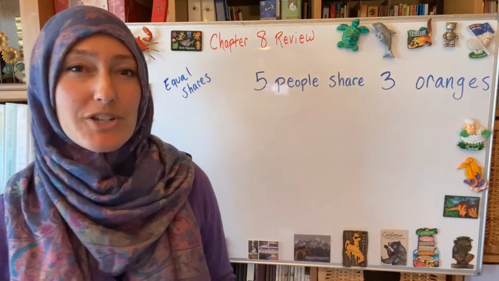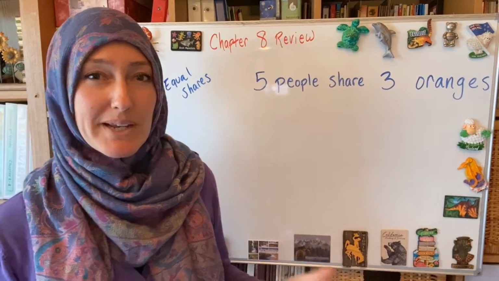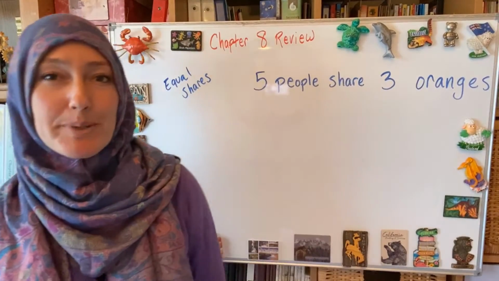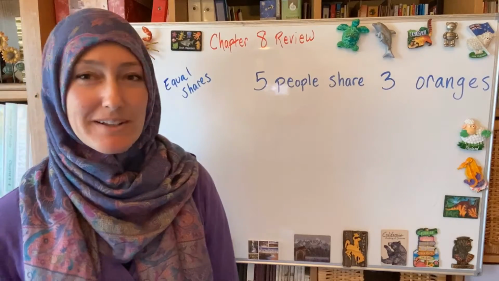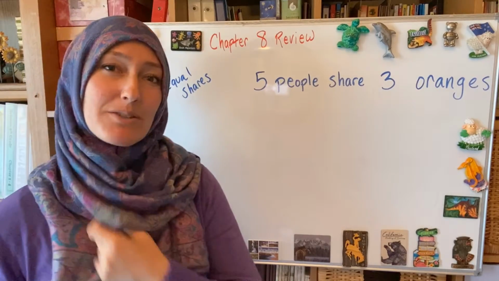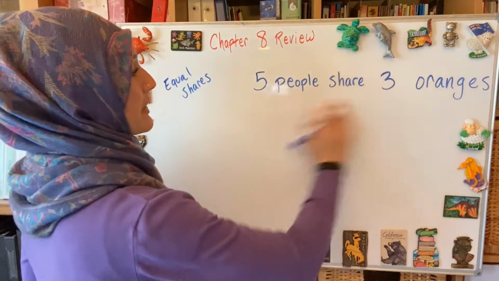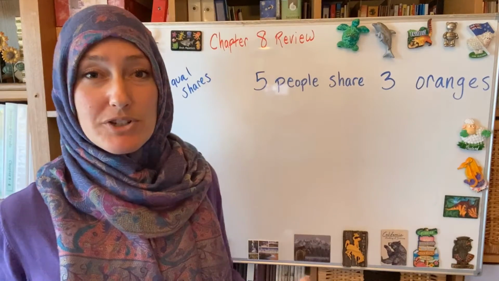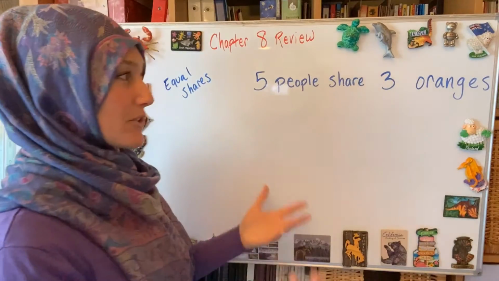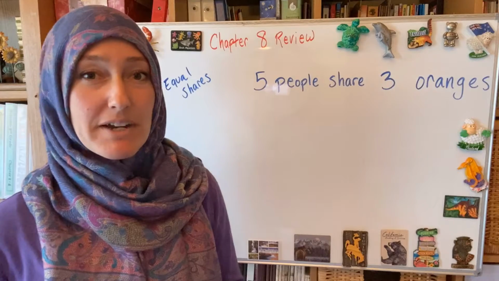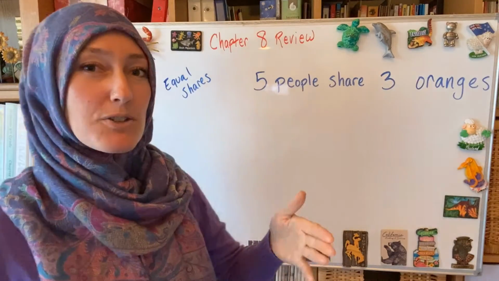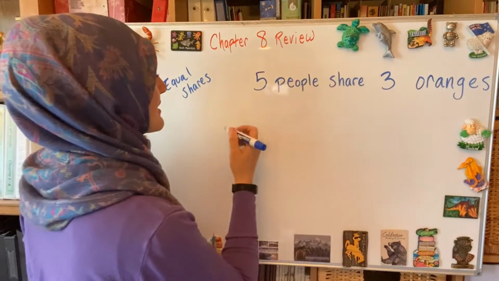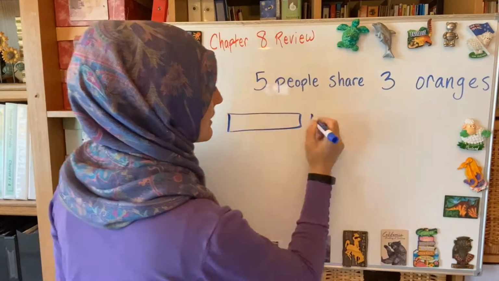Also part of equal shares is splitting up food or splitting up things between a certain number of people. So there's a video about this as well. It's kind of a fun at-home activity that you can do with food. But our question is 5 people share 3 oranges. We want to model this. You could draw circles. I like doing squares and rectangles because they're easier to cut. So I'm going to represent my oranges as rectangles.